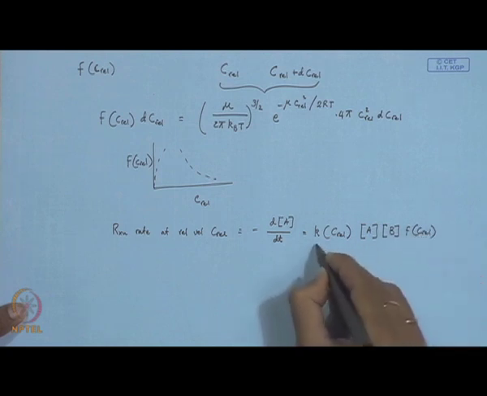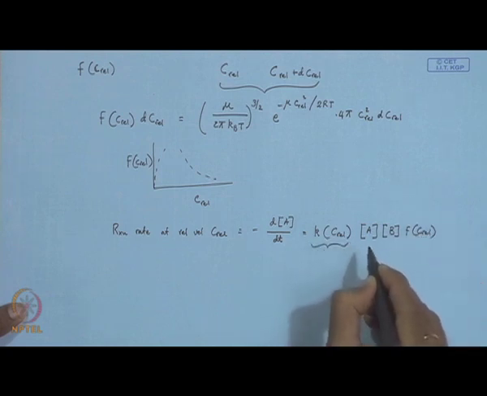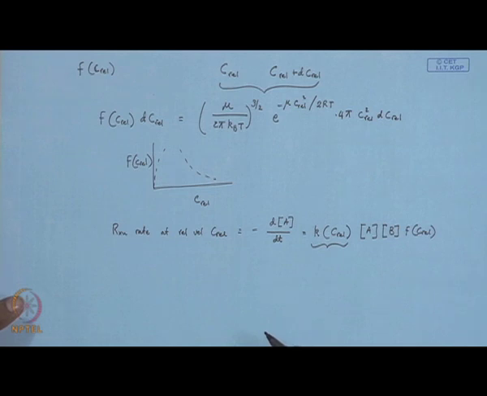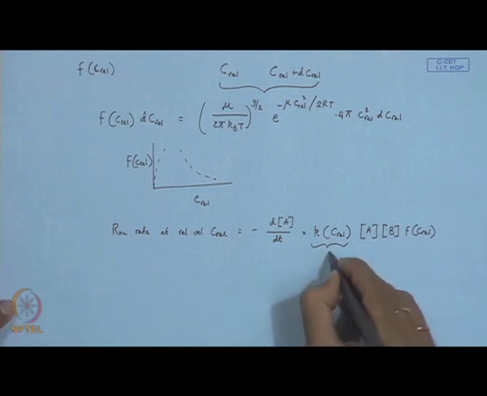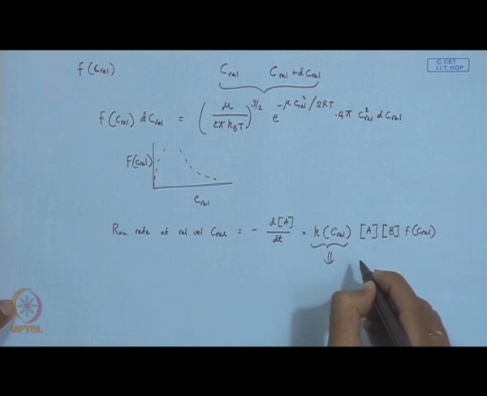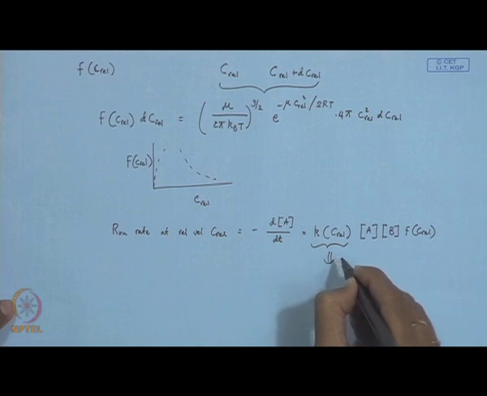So, this is basically your reactive collision volume, okay. The thermal rate constant is obtained by averaging this one, which is nothing but c relative and sigma c relative, okay, and that has to be averaged over Maxwell Boltzmann distribution.